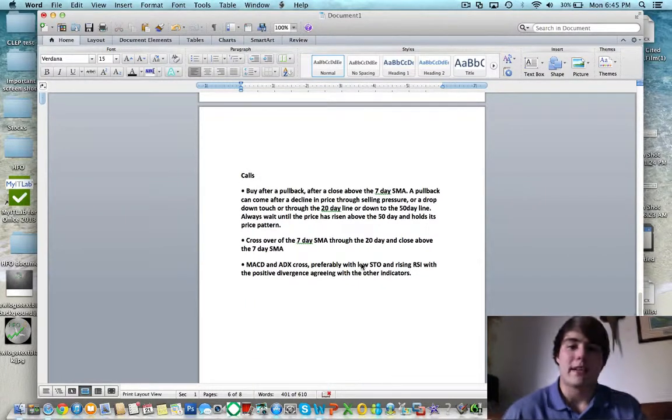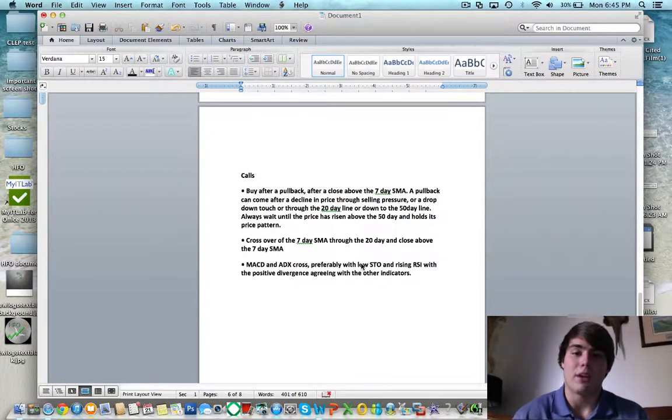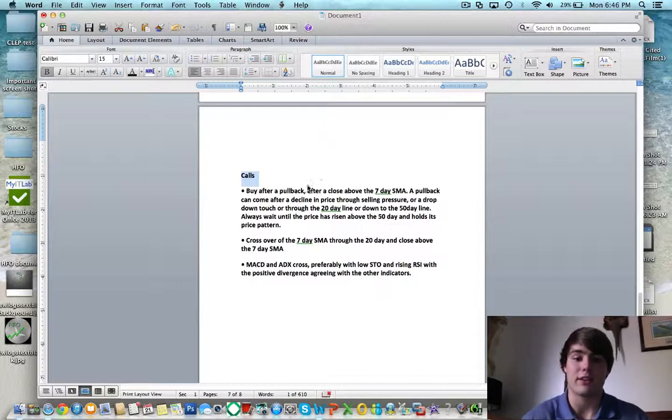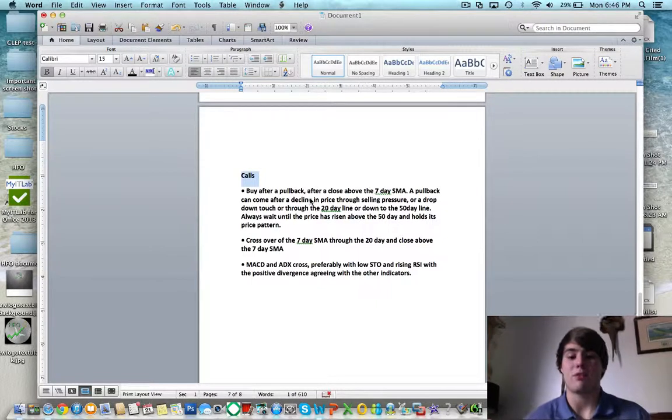So, trying to make sense of all of these, I'm going to go over some strategies that we like to use while looking at all of these indicators. If we're looking at a call, we're going to want to buy it after a pullback, which is if a stock were going bullish and then pulled back down, possibly from profit taking or something like that. You'd want to buy it after a pullback after a close above the 7-day simple moving average.